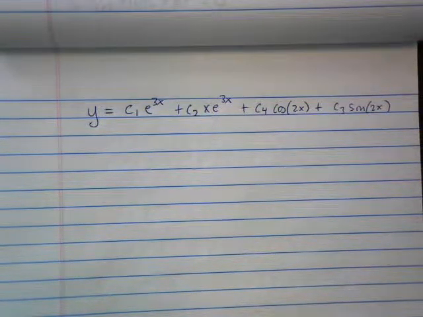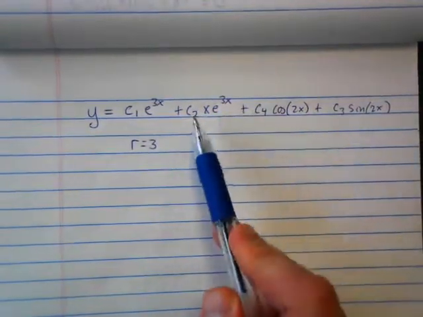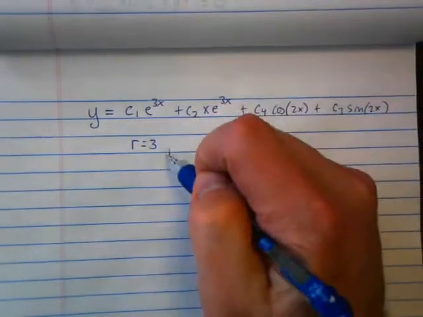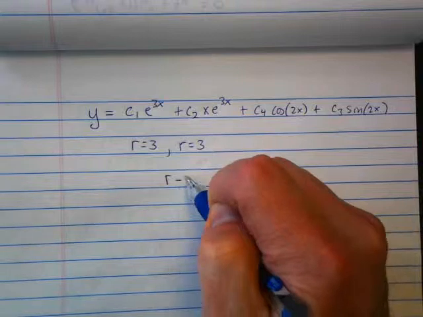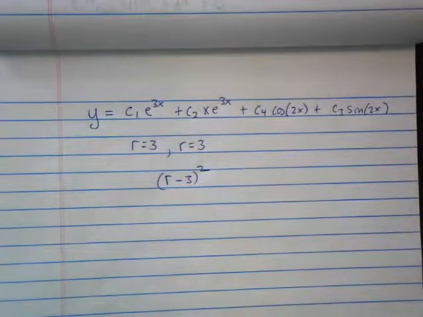So what does that tell you? What does the e to the 3x tell you? The r's. You have r equals 3. And then the c2 x e to the 3x tells you have r equals 3 twice, don't you? Which means in your characteristic polynomial, you had to have an r minus 3 squared.